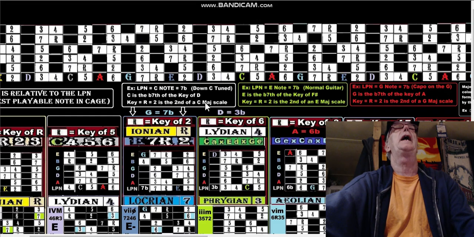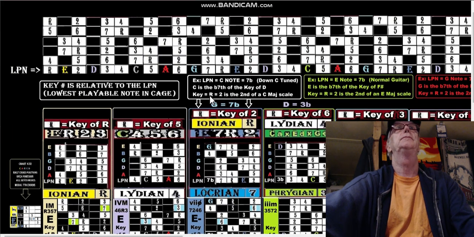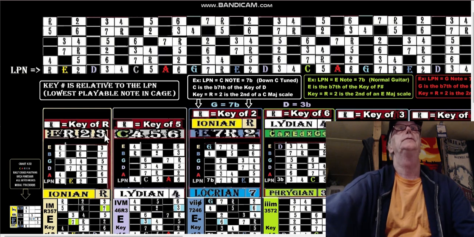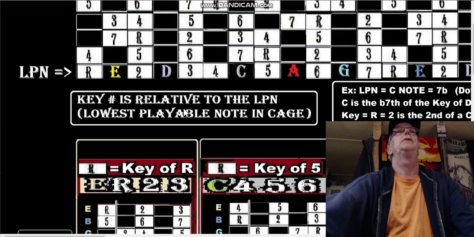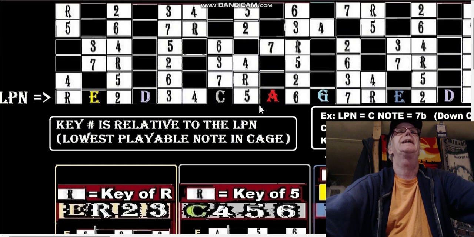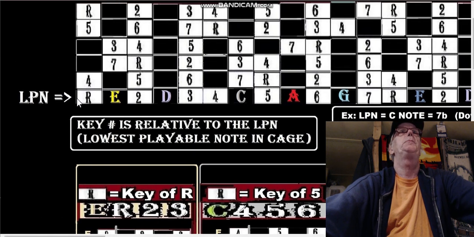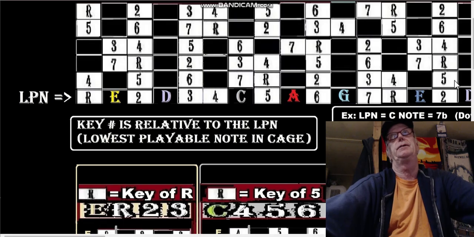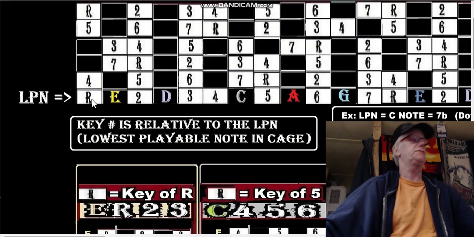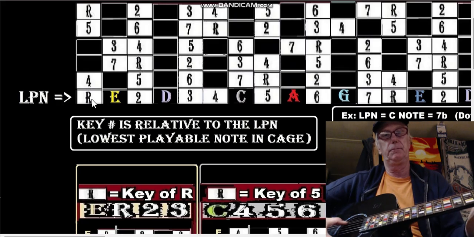So let's look at some of these notes I made, because this will explain things, make it easier. Key number is relative to the LPN, the lowest playable note in the cage. Here's the LPN, just a perfect example of if you're going to make a cage here, no matter how big it is, this is the lowest playable note. So if you're down tuned C like mine, it would be down here.